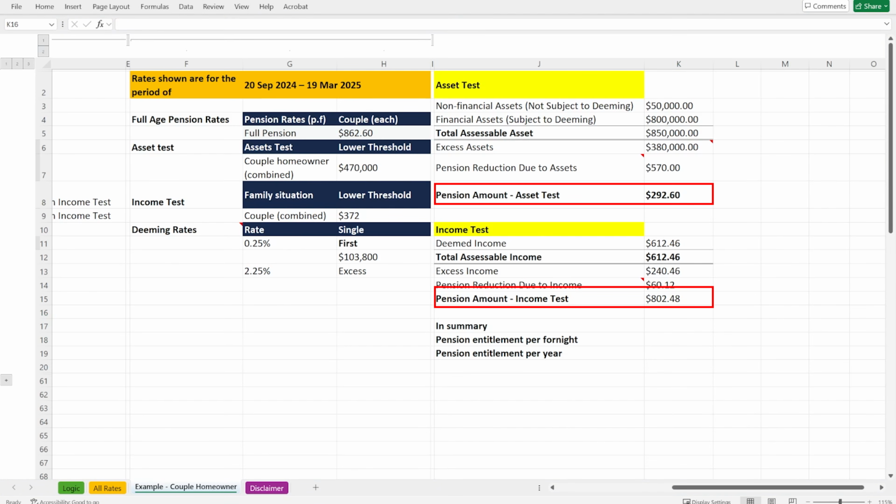Centrelink applies both the assets test and the income test, but the one that results in the lower pension amount is the one that determines the payment. In this case, the assets test gives Jenny a lower pension, so it becomes the deciding factor, meaning she is asset tested. As a result, Jenny will receive $292.60 per fortnight. How can John and Jenny improve Jenny's age pension?